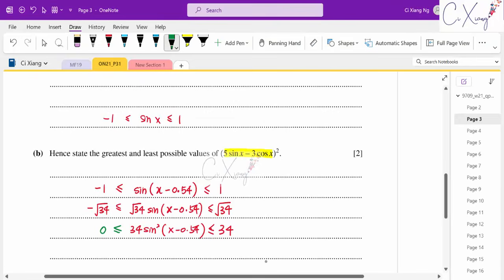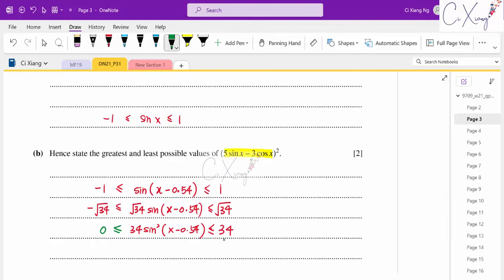Okay, so let's come back to our question here. Therefore, when I square my inequality, the square root 34 squared is 34, no problem. But for the -1 part, you need to imagine the graph: when you square any sine graph or cos graph, the minimum point will become 0. That means the whole graph will be on and above the x-axis. Therefore you have the lower limit, which is 0 actually.